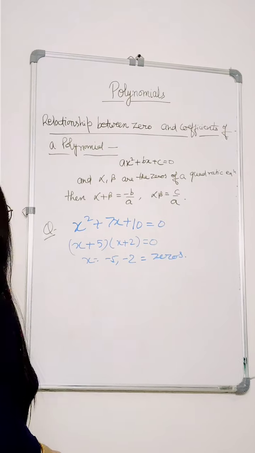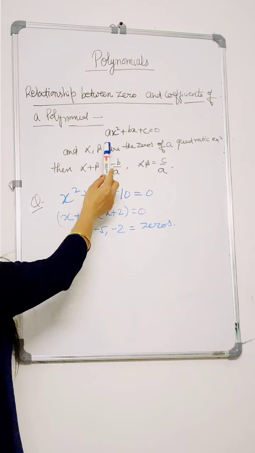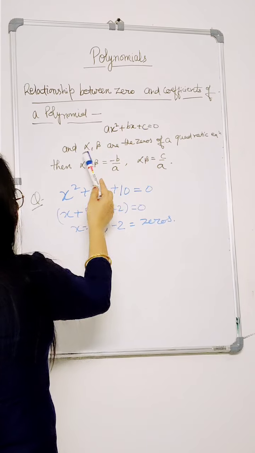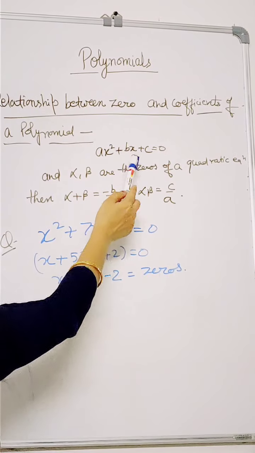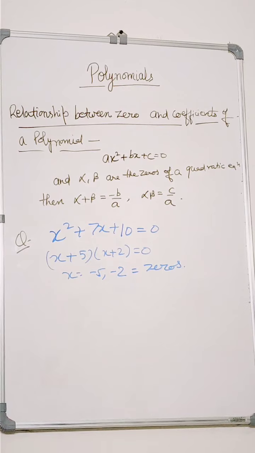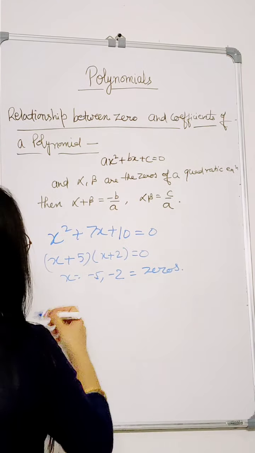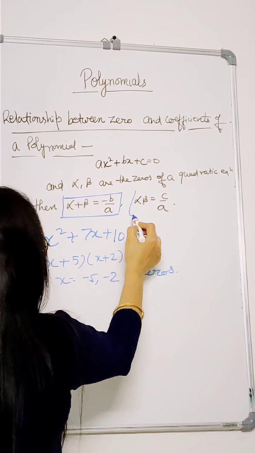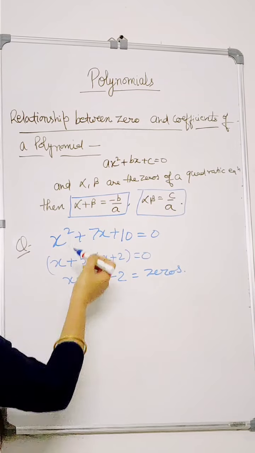Now the relationship between zeros and coefficients of a polynomial. Let a quadratic equation be ax² + bx + c = 0, and alpha and beta are the zeros, that is, the roots of this equation. Then alpha + beta = -b/a and alpha × beta = c/a. This is the relation between coefficients and roots, meaning zeros.